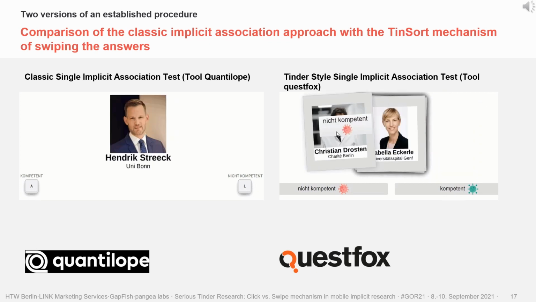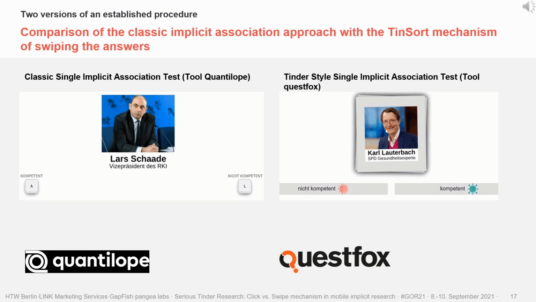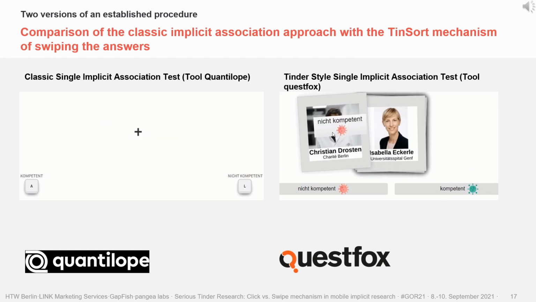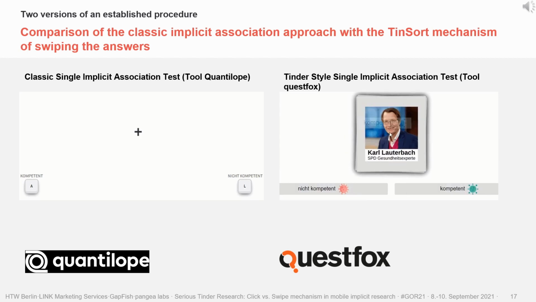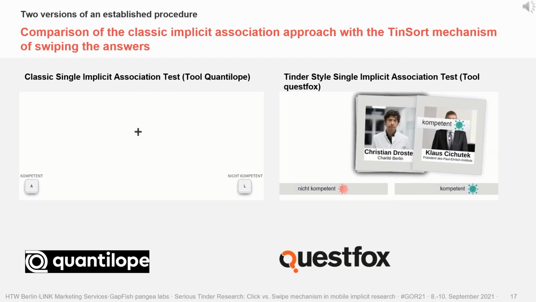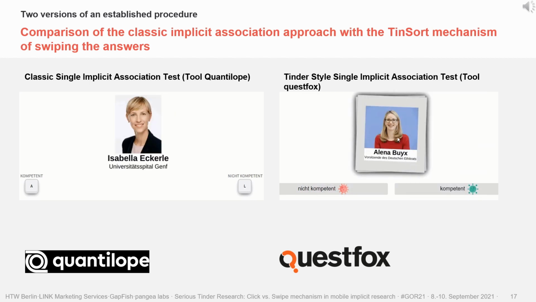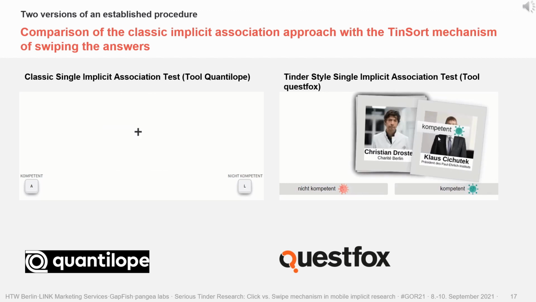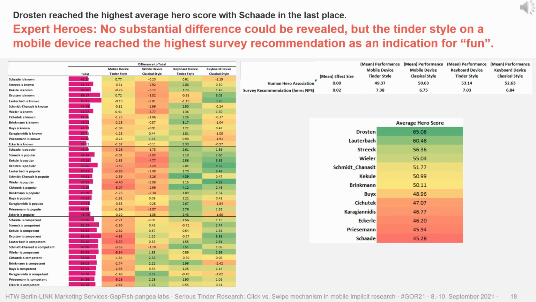To test the different technology approaches, we used the classic implicit measurement as offered by the tool Quantilope, where the respondents use their keyboard to answer when confronted with a stimulus. The tool QuestFox allowed to use the Tinder mechanic with either swiping or clicking. The keyboard version is also available, but was not used here as we wanted to see the differences between the two approaches. The empirical finding showed no substantial difference.